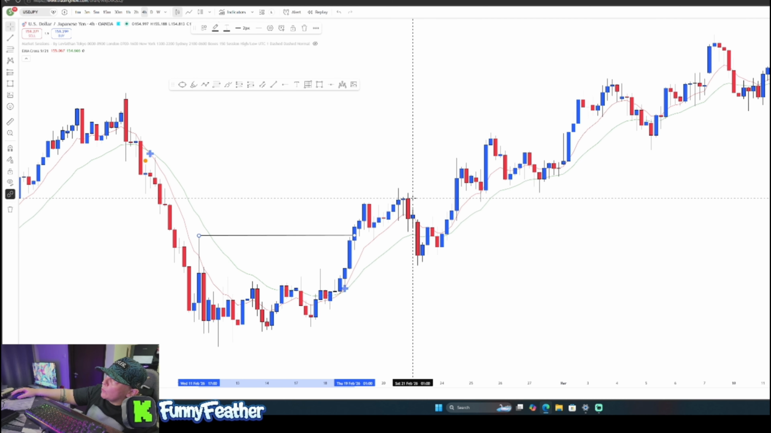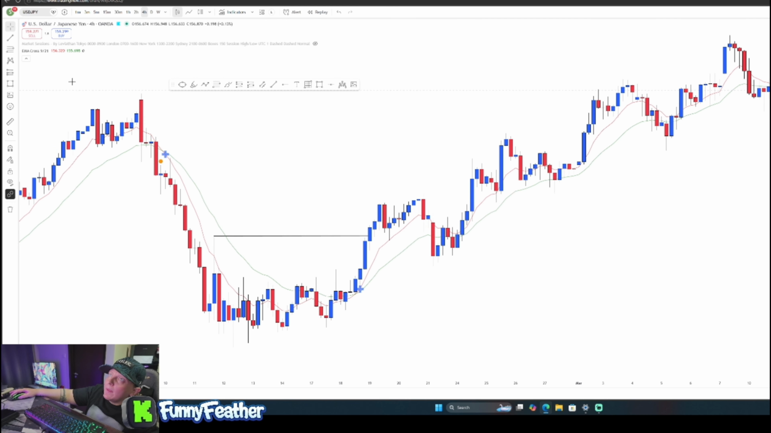Then break of structure occurred. Sorry, that was a terrible break of structure occurring. Break of structure.